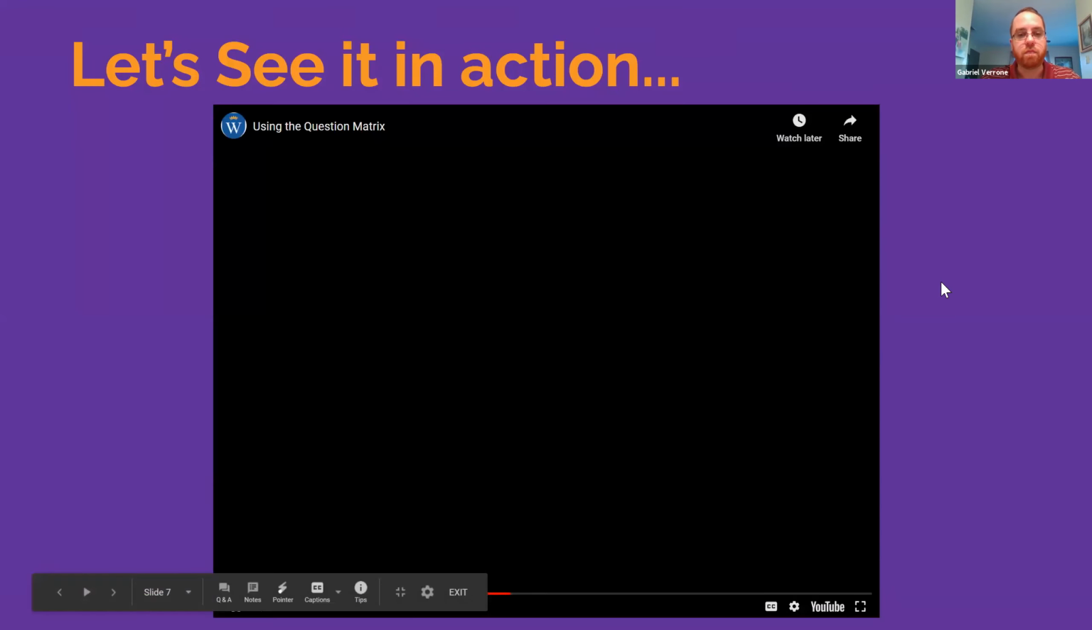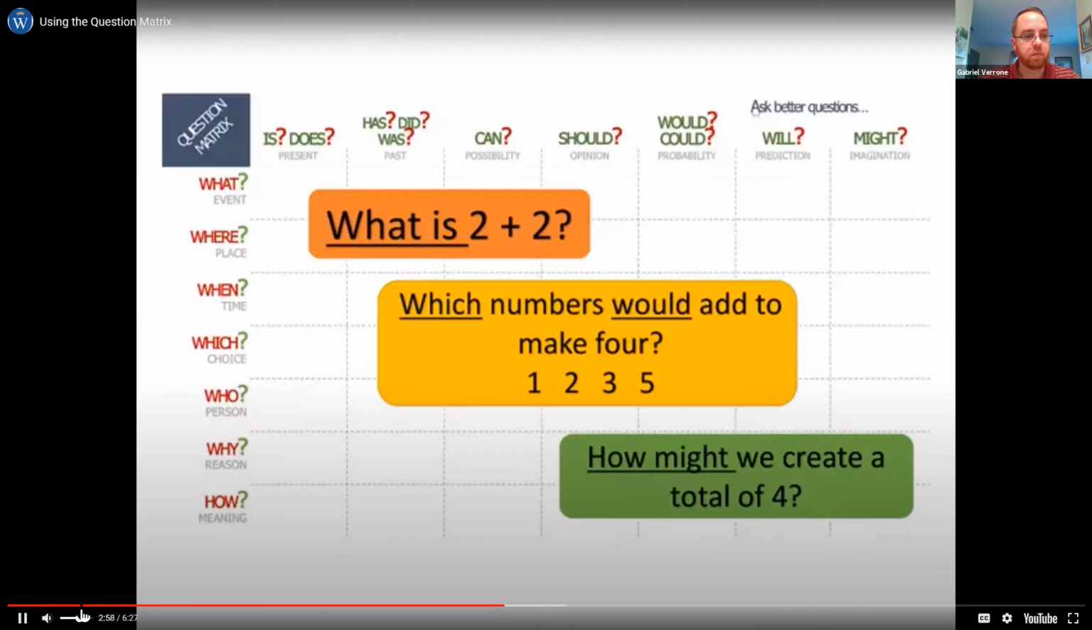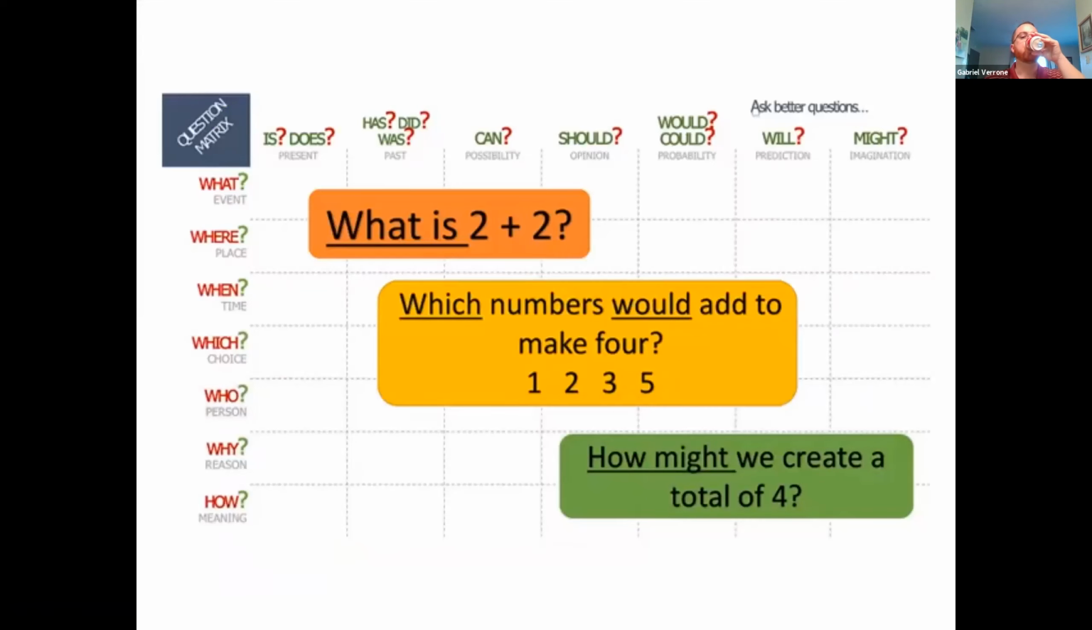You can be asking at home, might be asking in a maths lesson. So, for example, quite an easy question to ask is, what is 2 add 2? Straightforward question, requires one closed answer. If we want to make that question more difficult, we can change the vocabulary. So we can use which and would to ask this question: which numbers would add to make 4? And obviously we've got 1, 2, 3 and 5, so it gives children a choice, and it also talks about the probability of the answer being correct.